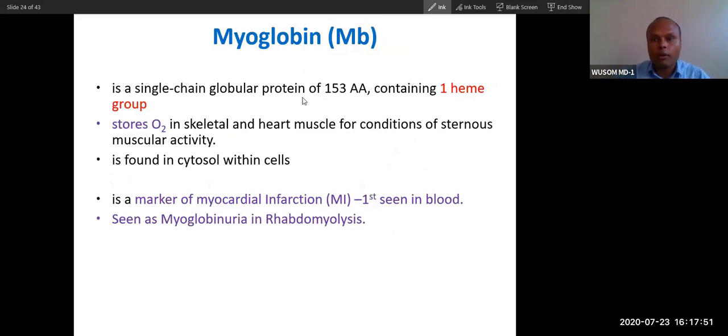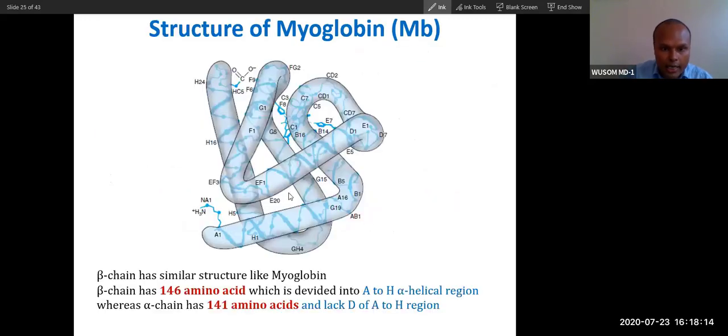Now let's talk about myoglobin specifically. From myoglobin we will understand the structure of hemoglobin also. Myoglobin is made up of about 150 amino acids. One myoglobin is made up of 150 amino acids, and you can see these amino acids are arranged like this.